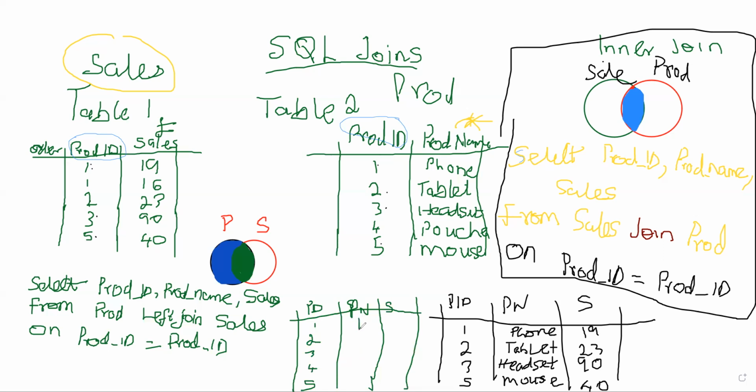We'll pick phone, we'll pick tablet, pick headset, pouch, and mouse. When we come to sales, number 1, of course, because we're not using total sales, we're going to pick only the first one. This is how the query will behave.